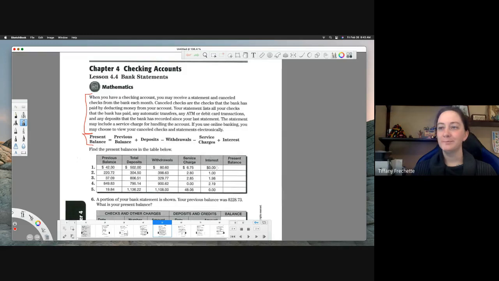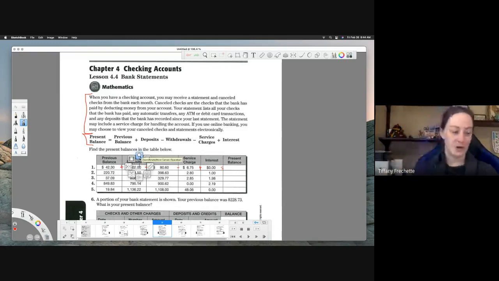So this one, we're literally just going across and using this formula. So we have previous balance, we have total deposits, we have withdrawals, service charge, interest. So we're literally just going to use this formula straight across. Not a big deal here. We're going to add the total deposits to the previous balance. Then we're going to subtract the withdrawals. Then we're going to subtract the service charge, and we're going to add the interest, and that will give us our present balance. And we're going to do that for each one of the pieces of the table here. So I'm not going to do that math for you. I think that one's pretty easy.